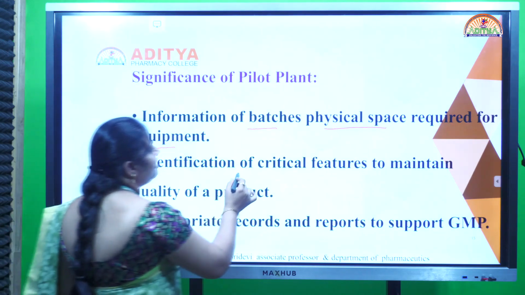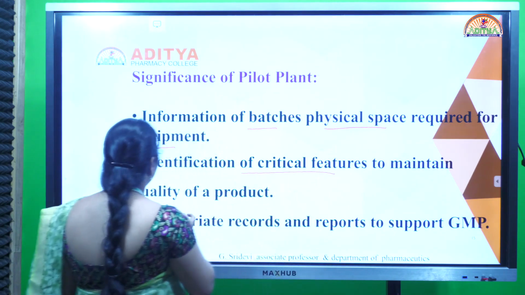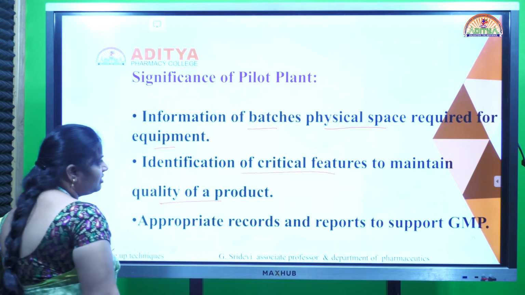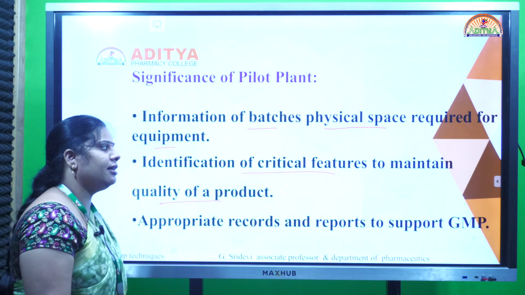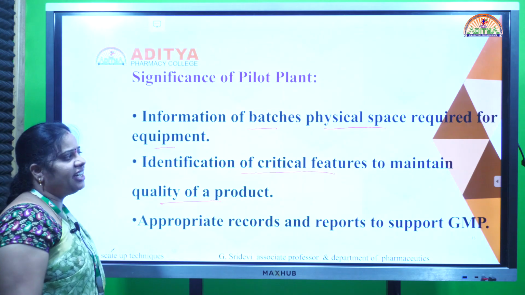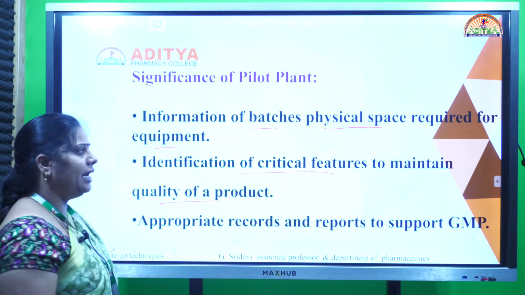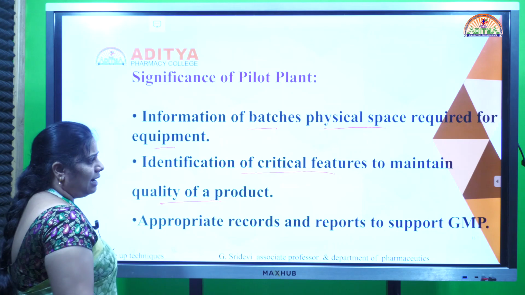Next one, identification of the critical features to maintain the quality of your product. So what we discussed, what are the critical elements or the critical parameters creating problems, is going to be identified initially itself to maintain a good quality product during the scale up activities.